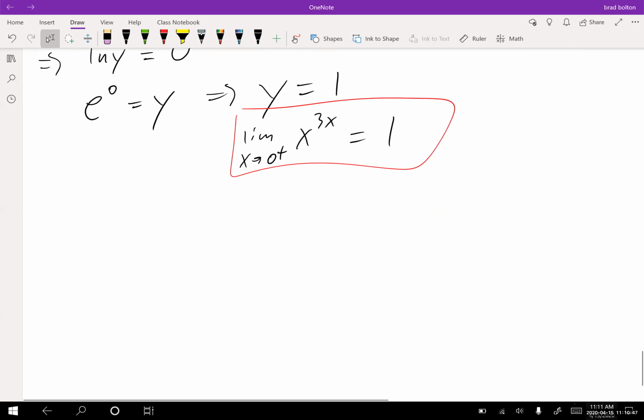So let's see here. Let's try one more. Let me see if I have a better one. You know what? I have a few other ones that I want to save for our in-class meeting.